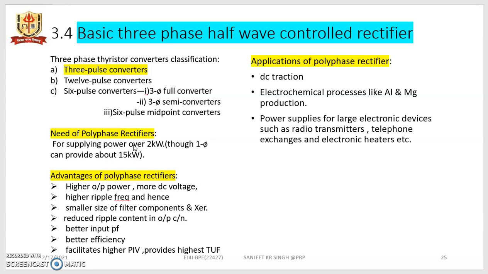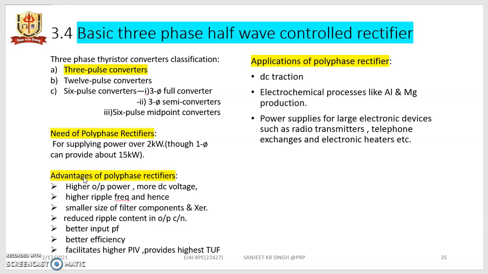What is the need of a polyphase rectifier? In general, we have single phase rectifiers applicable for up to 2 kilowatt. Beyond 2 kilowatt, if a power requirement is there, then generally it is preferred to use the 3-phase or polyphase rectifiers, though we know single phase is able to provide up to 15 kilowatt.